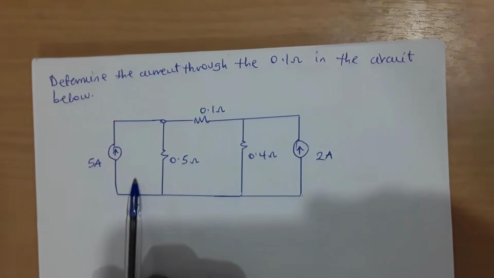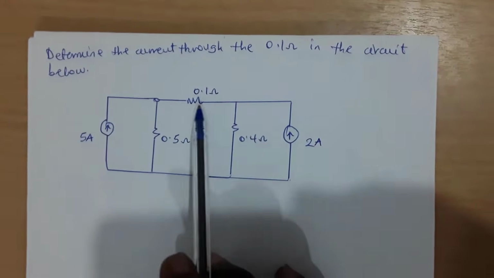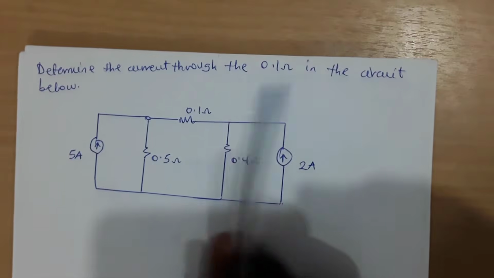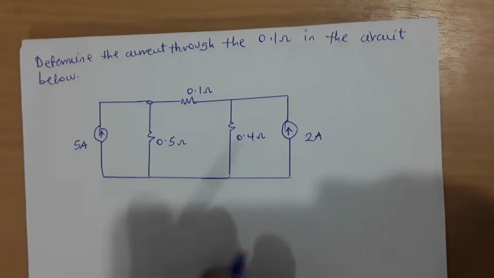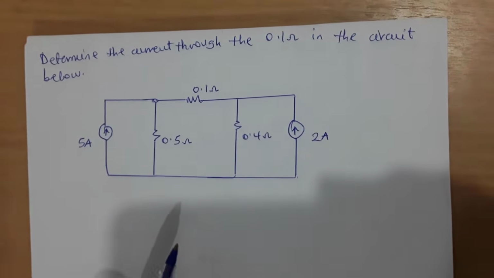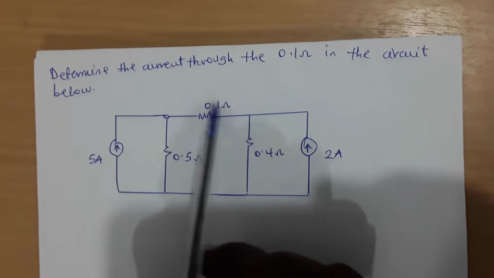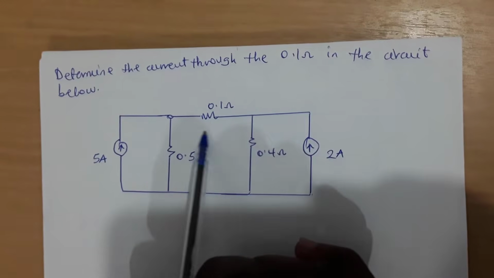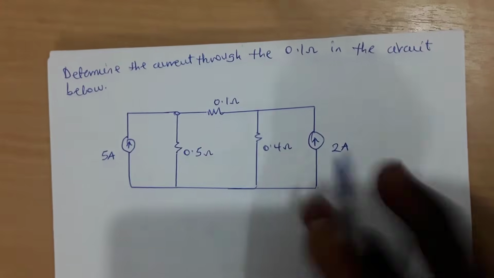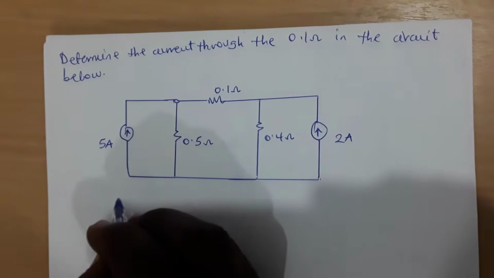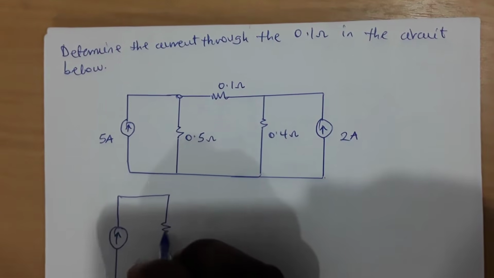Okay, so in this question we have to determine the current through the 0.1 ohm resistor, in this case this, in the circuit below, using Thevenin, right? So we know what we have to do when we are using Thevenin. We will take out the resistor in which we are trying to find the current through. So in this case, the 0.1 ohm resistor. So this will be our new circuit.